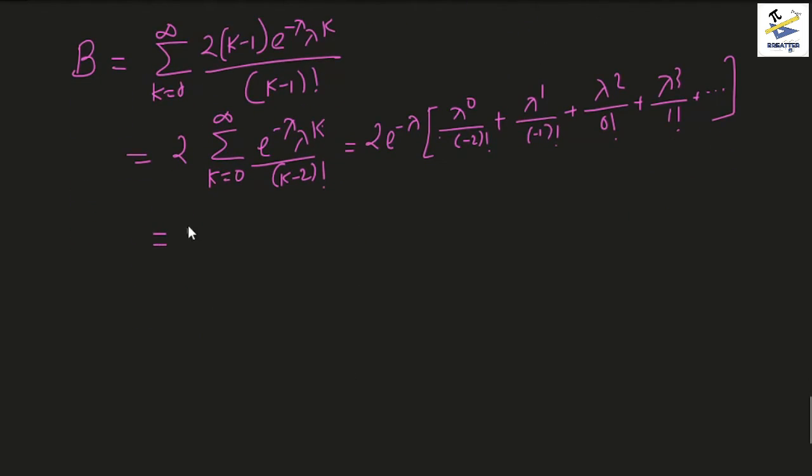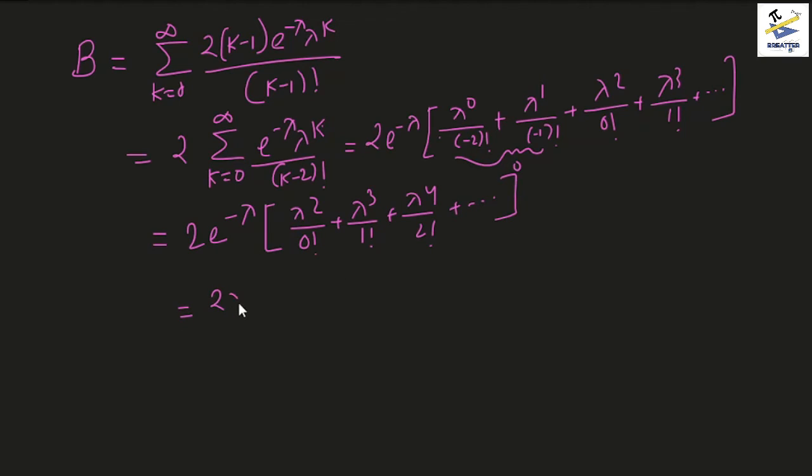So this gives us 2 e to the power minus lambda. Since these two terms are equal to 0 because they have a negative factorial in the denominator, we get lambda squared by 0 factorial plus lambda cube by 1 factorial plus lambda 4 by 2 factorial and so on. And we take lambda squared common to find the series again as before, lambda to the power 0 by 0 factorial, lambda to the power 1 by 1 factorial and so on.